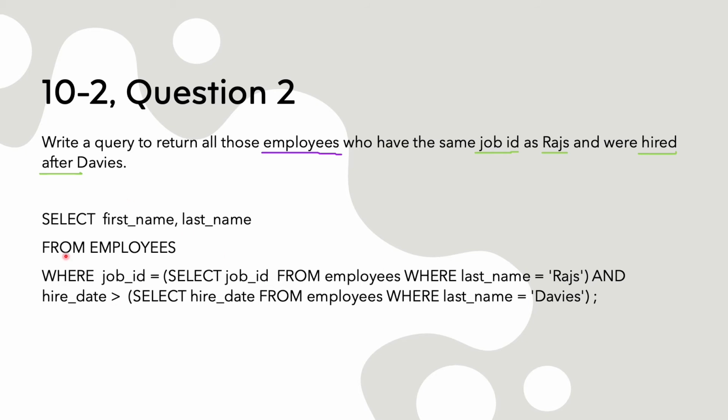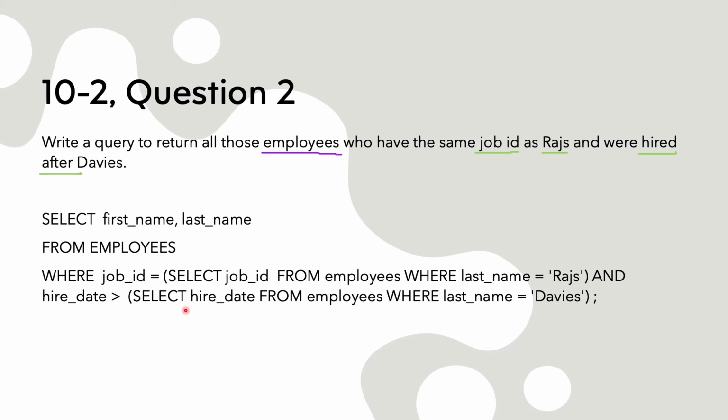So we'll start with the first part. We're going to have where job ID is equal to this first subquery. And because we want to select the job ID that is the same as Raj, we're going to have select job ID from employees, and then we'll have that where statement for the last name that is equal to Raj, so that we can select the employees that have that same job ID. And then we'll have an and after that subquery, and we will have the hire date that is greater than, which means after in this case, and then our second subquery.